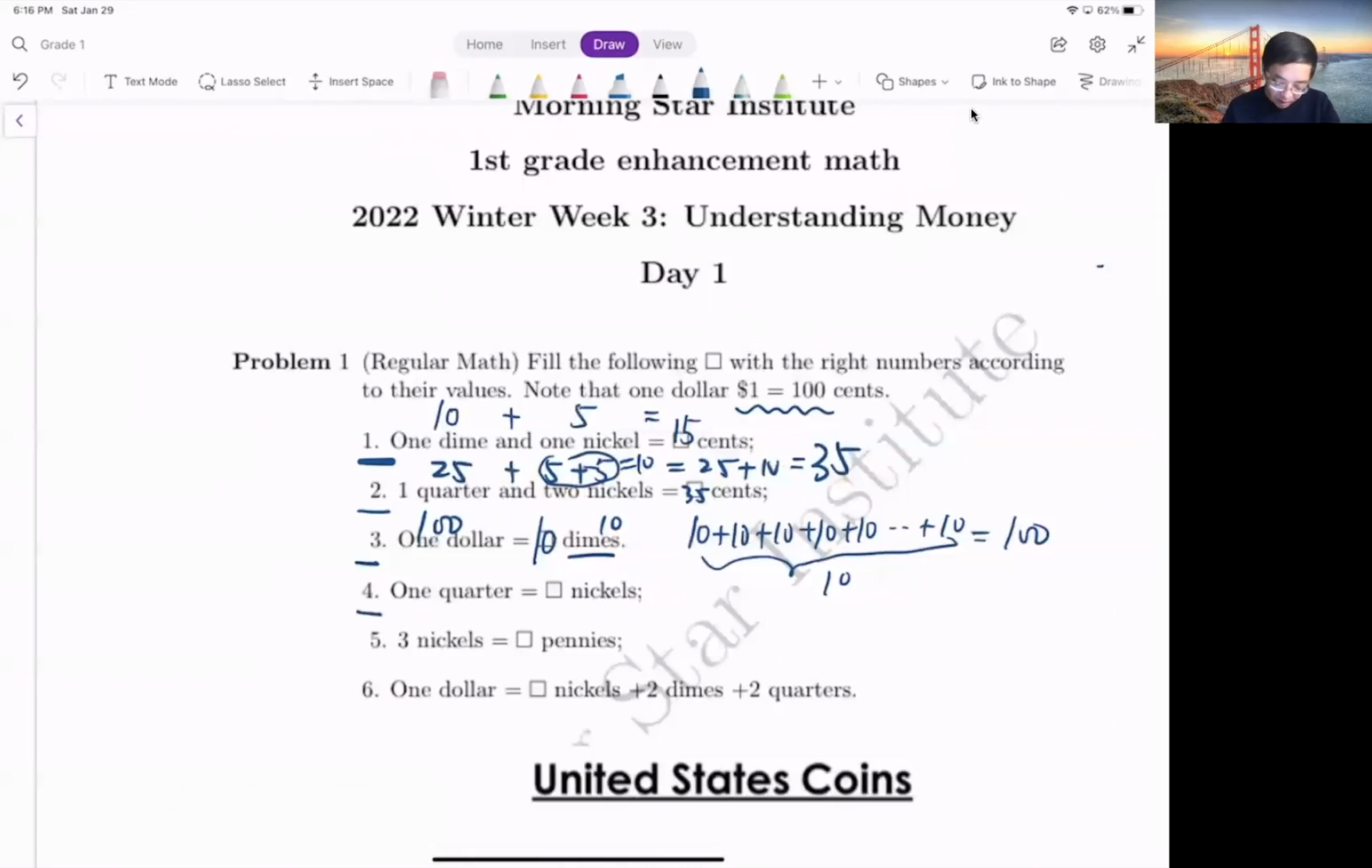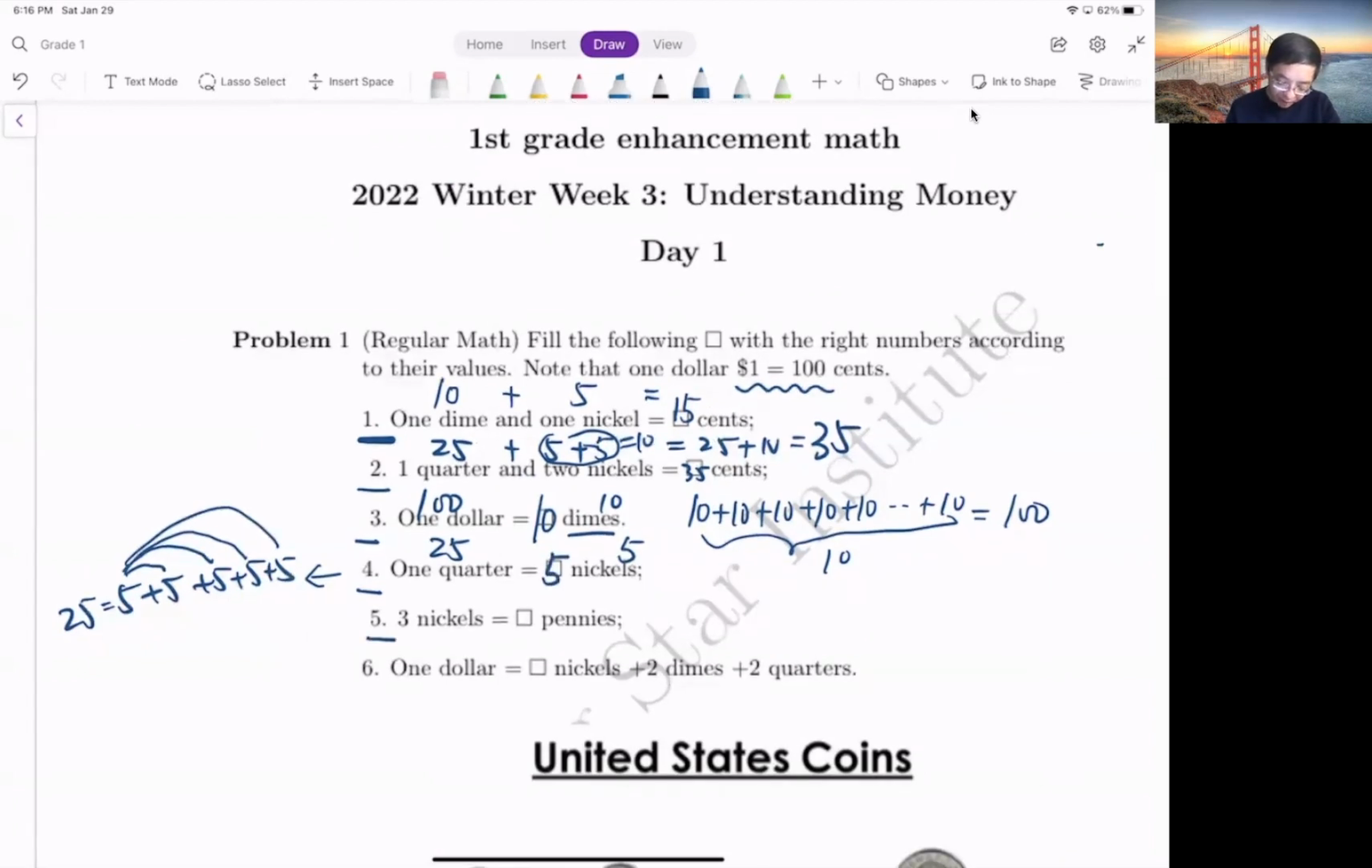Okay, question number 4. 1 quarter, which is 25 cents, equals to how many nickels? We know each nickel is 5. Okay, so then we need to break 25 into a bunch of 5s, right? So we know 25 equals, if I put 5 5s together, this will give me 25 because 5 plus 5 is 10, and then 10 plus 5 is 15, 15 plus 5 is 20, and 20 plus 5 is 25. Okay, so 1 quarter equals 5 nickels, right? It's 5 nickels, and put it here.